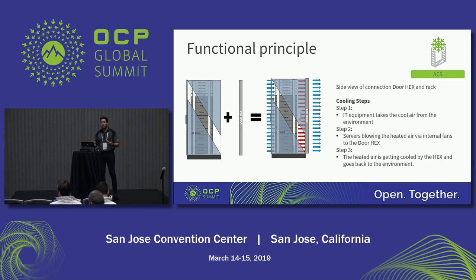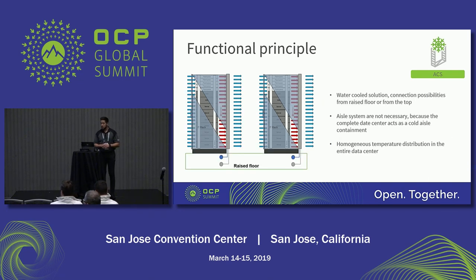So for the cooling steps, how does the rear door heat exchanger cool the air down? The cooled air comes from the facility inside of the rack. The servers heat the air up, and the heated air goes through the heat exchanger, which is driven by water. The heat exchanger cools down the heated air and puts it back to the facility. That means we have a homogeneous temperature in our data center, and the whole data center acts as cold air. Therefore, we don't need any containment system.